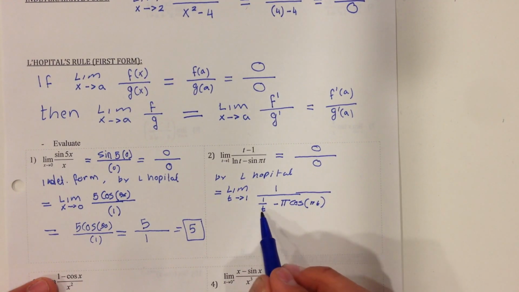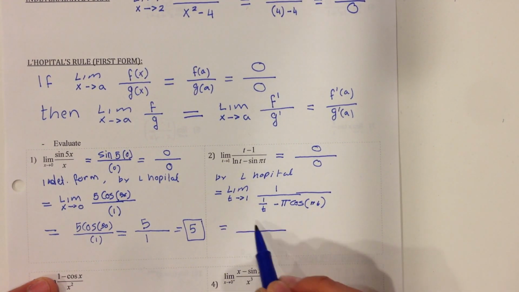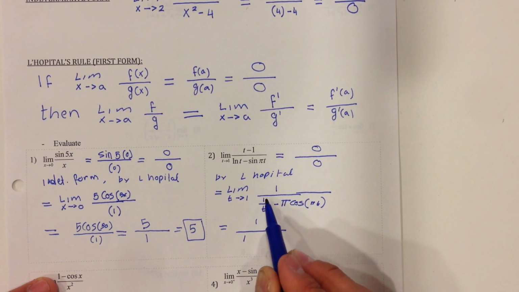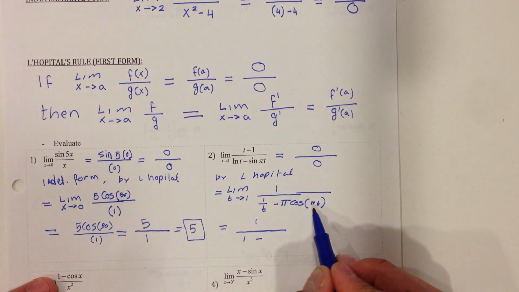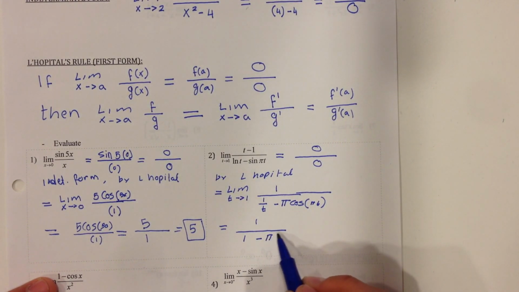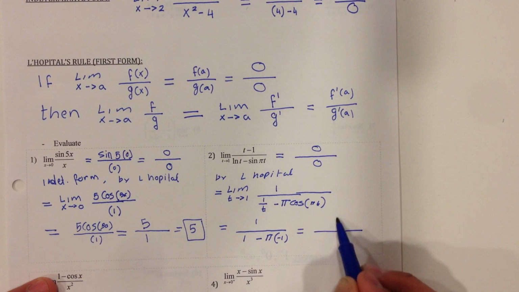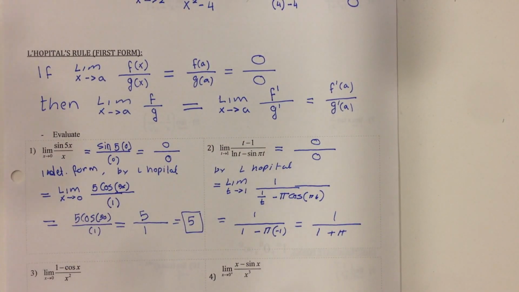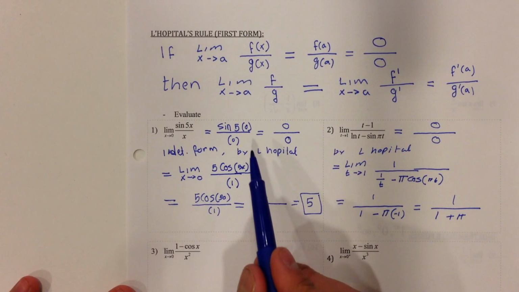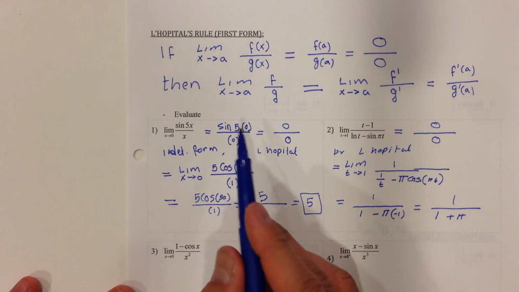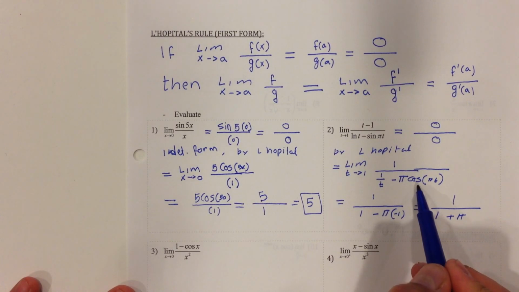And I'm going to be plugging 1 into here. 1 over 1, because if you plug 1 in here, you get 1. Minus, if we replace t with 1, I'm going to get cosine of pi, and cosine of pi is going to be negative 1. So I have pi times negative 1, which equals 1 over 1 plus pi. That is the limit of this problem. Thanks to L'Hopital, we can easily find this limit by just using his rule. By the way, the derivative of sine earlier should have been cosine.